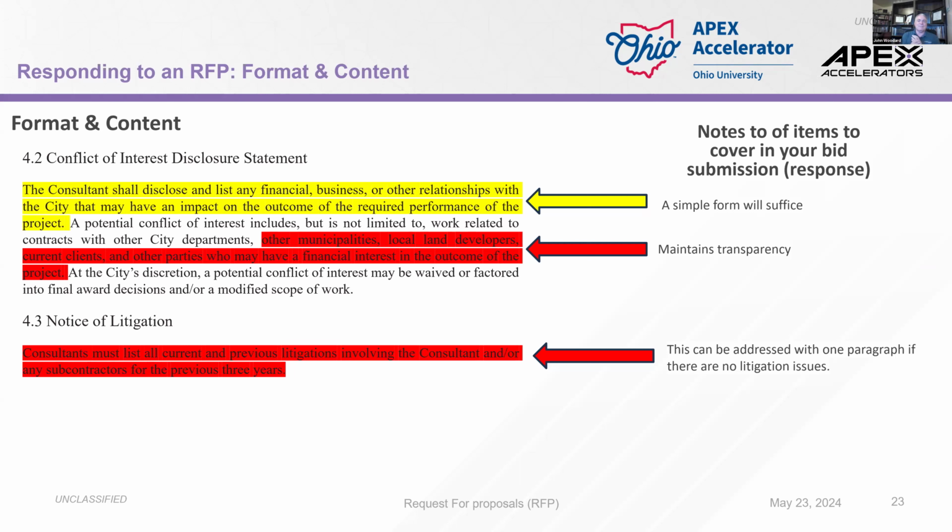4.3 is becoming more and more common in the field, where they want to know your litigation history. Do you have any lawsuits out there that they need to know about, so they can evaluate whether or not that lawsuit might represent a liability to the organization? That's why they also want to see the past litigation. Usually they go back 3 years.